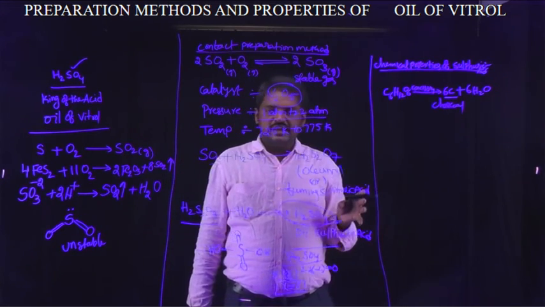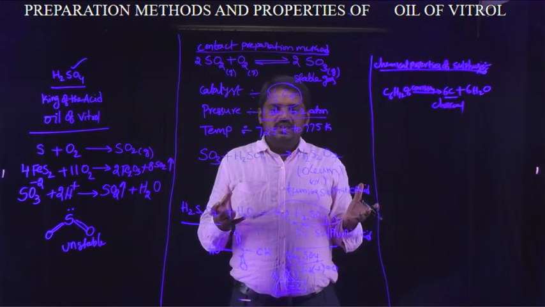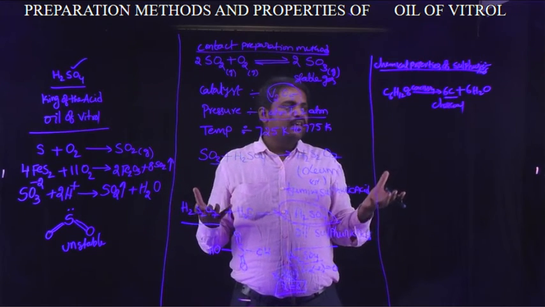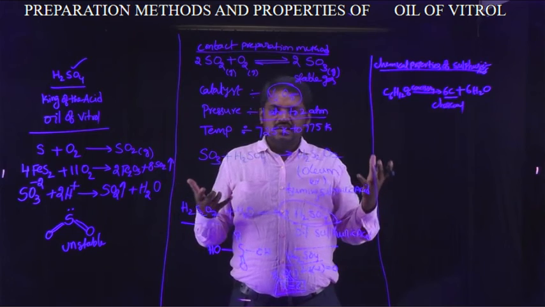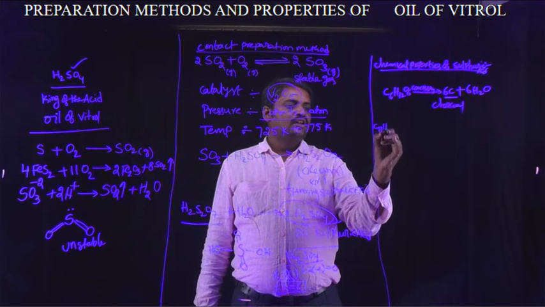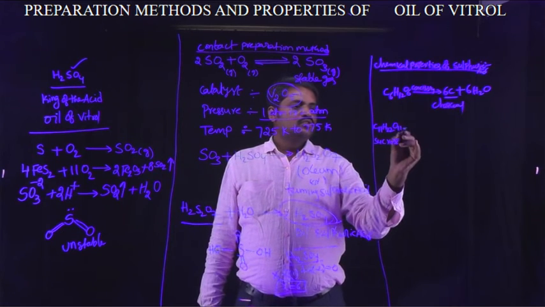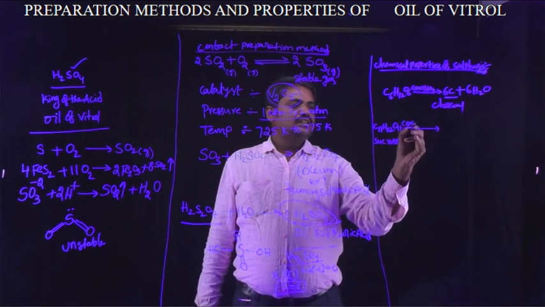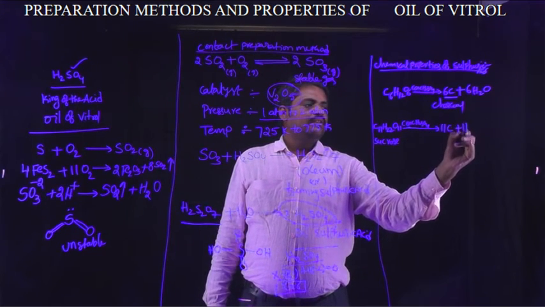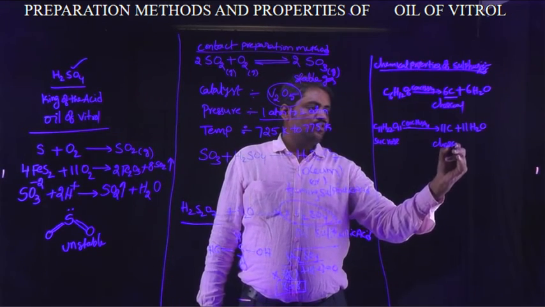In this reaction, it is clearly observed that the carbohydrate reacts with concentrated sulfuric acid and the reaction liberates a charring smell. Next one, sucrose, C11H22O11. This is the chemical formula of sucrose. Sucrose reacts with concentrated sulfuric acid to produce charcoal and eliminates 11 moles of water molecules. This is also charcoal.